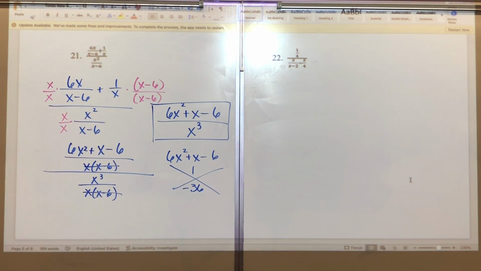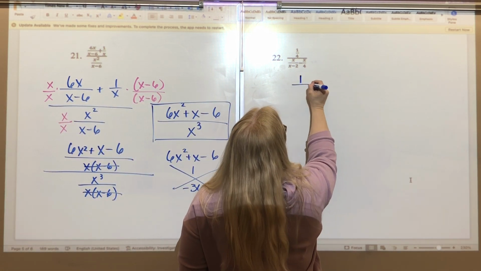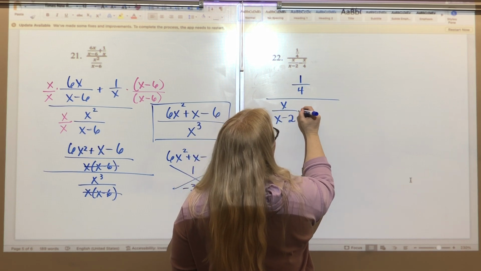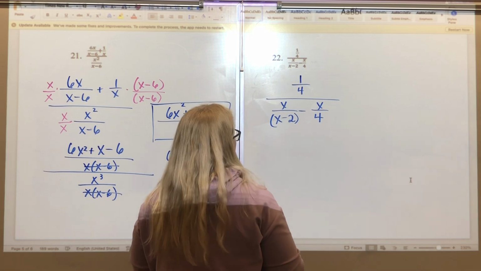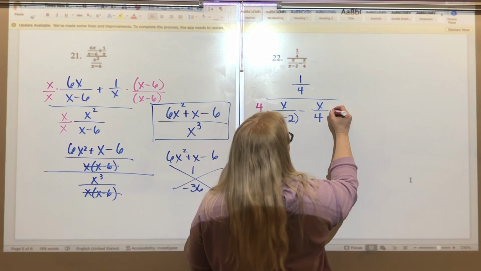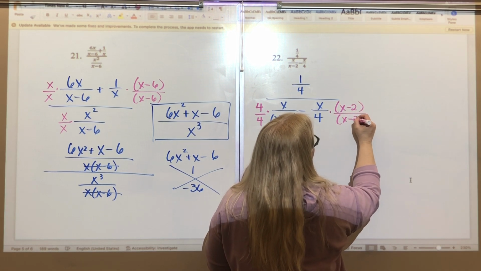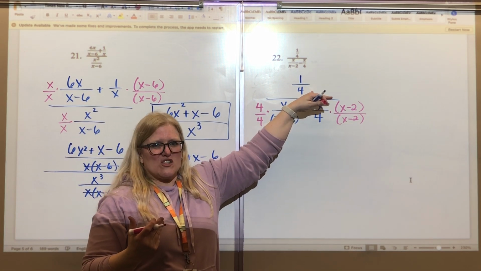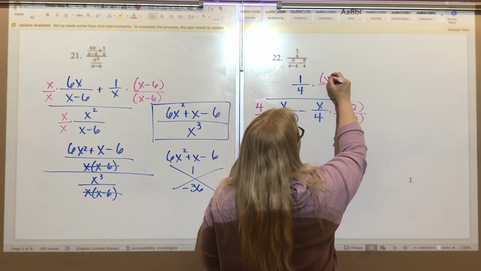Okay, next one. We've got 1 over 4, and then down here, again, I've got the same situation where the children got different things for Christmas. So I can multiply this by 4 over 4, and this by x minus 2 over x minus 2. But again, it's not that much of a stretch to change this one too. I mean, you don't have to, but it's not that hard.